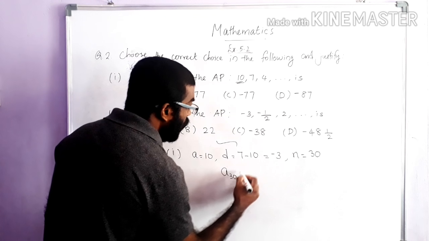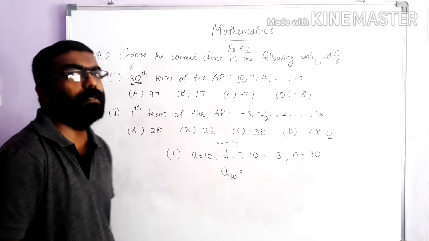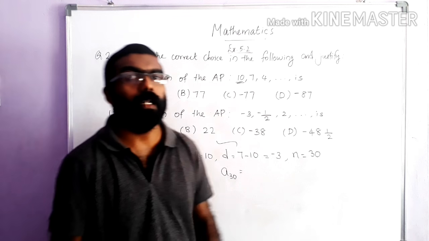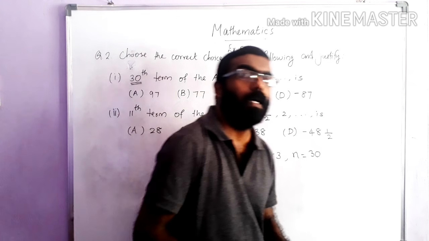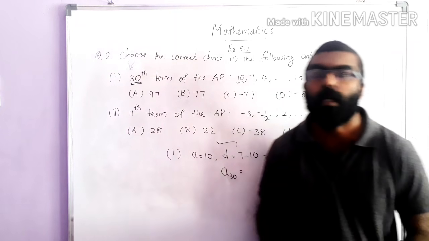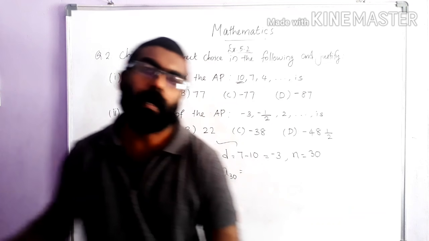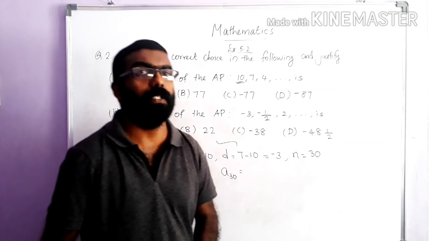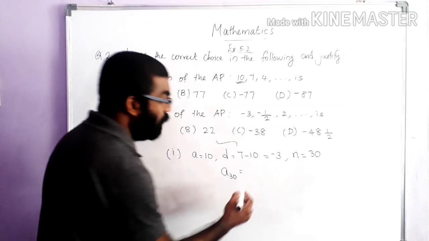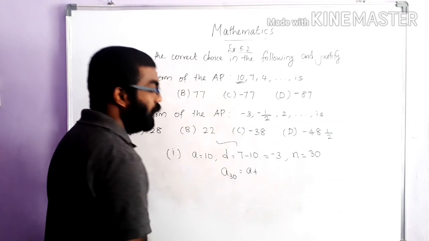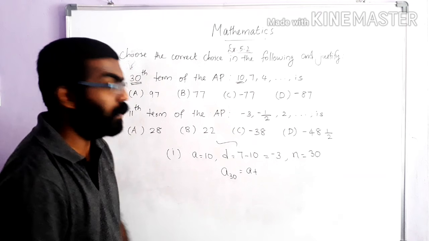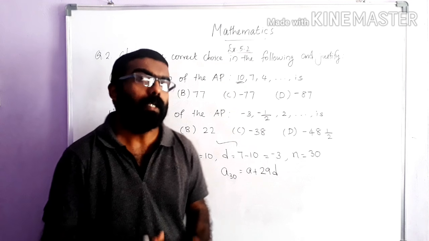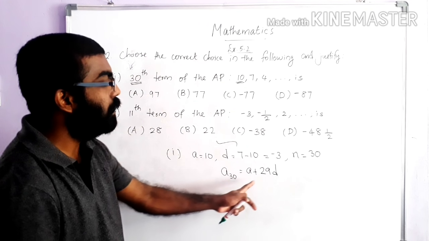And A30 is equal to, we can use the simplest method, a plus (n minus 1) into d. And we know the general form: a plus d, a plus 2d, a plus 3d, a plus 4d, and so on. The coefficient of d is 1 less than its position. So we can write a plus, 30 is the position, so 30 minus 1. 30 minus 1 is 29d. Being an objective type question, no need to write more steps. That's why I have written directly.